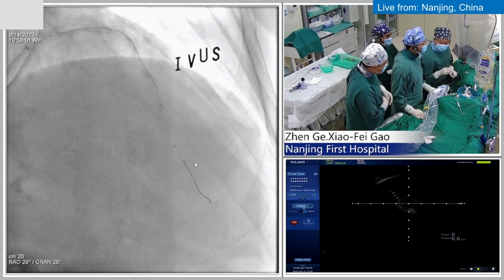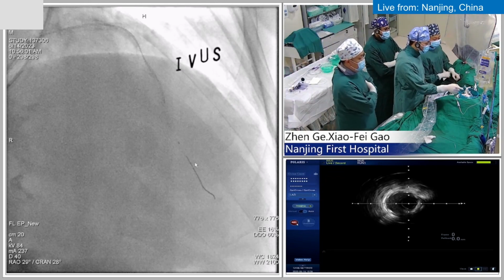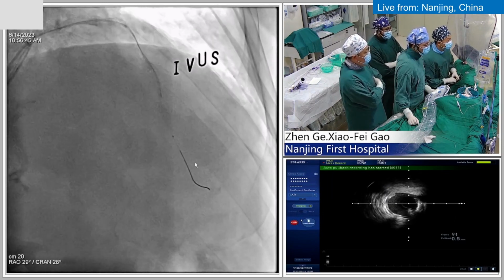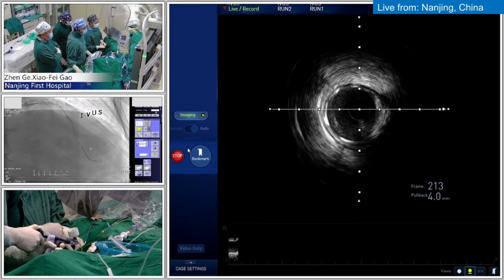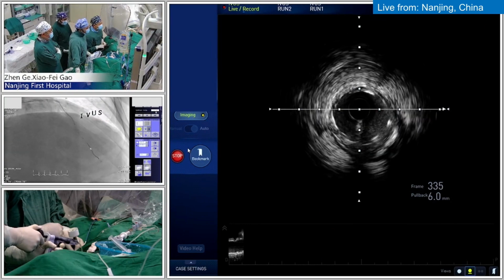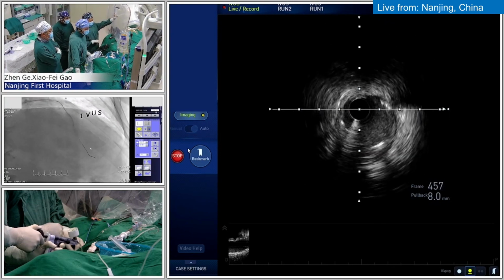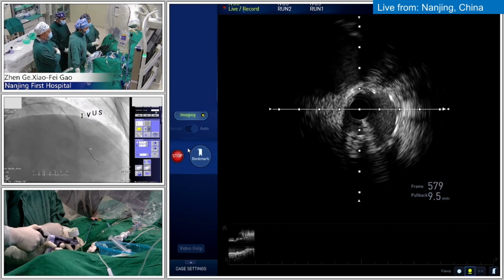I just check IVUS from here. Okay, let's do it. From here, I will pull back. This is the distal LAD. Stent diameter about 2.75. Very good so far. I'm sure you're happy with the result, and the expansion is good.